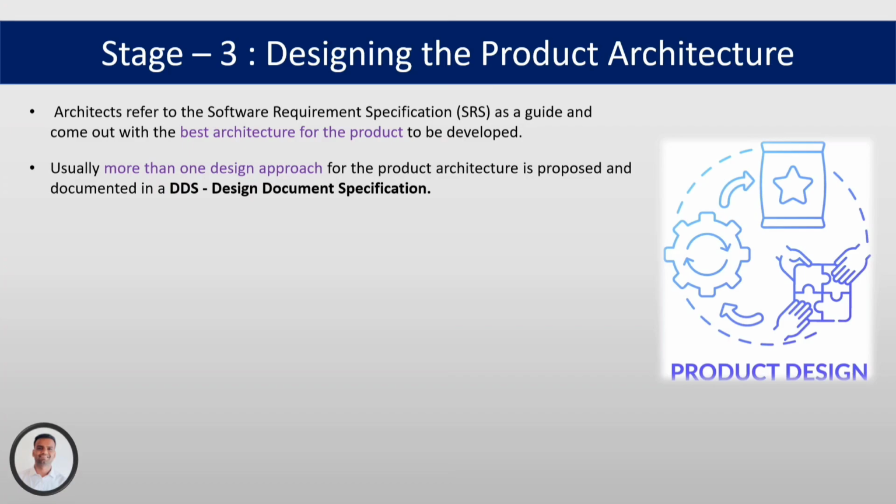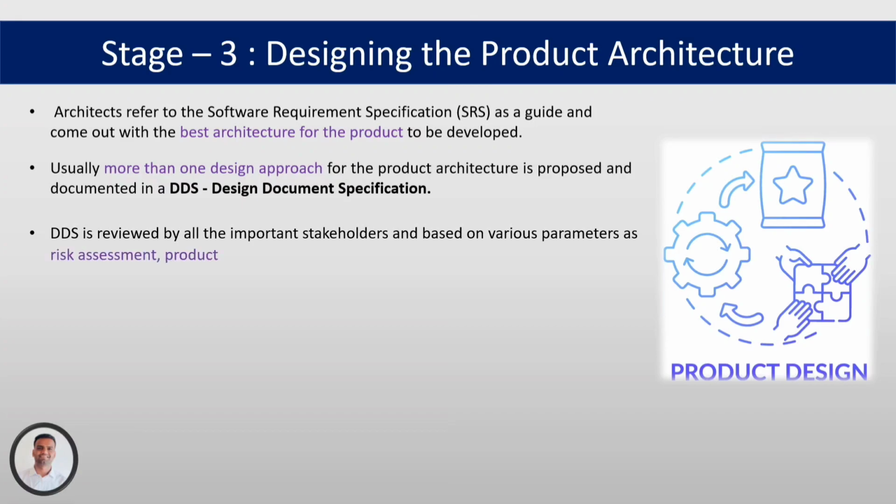DDS is Design Document Specification, which we discussed. Then this is reviewed by all the important stakeholders based on various parameters like risk assessment, product robustness, where we check if the system can efficiently scale to accommodate increased user loads. Design modularity means to check scope for future enhancements such as changes in billing process or addition of new payment gateway without disrupting the entire system.